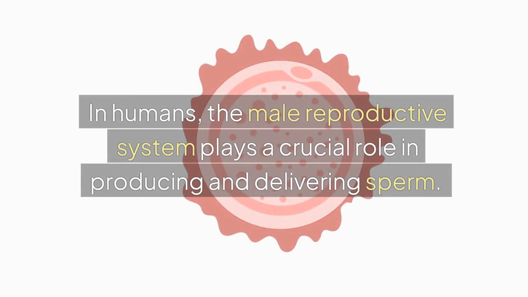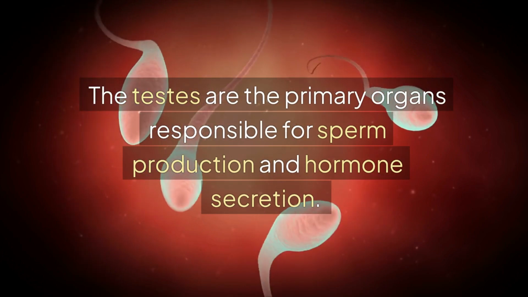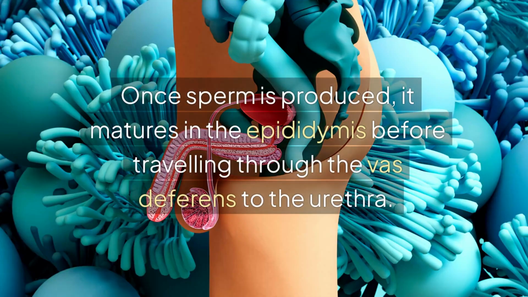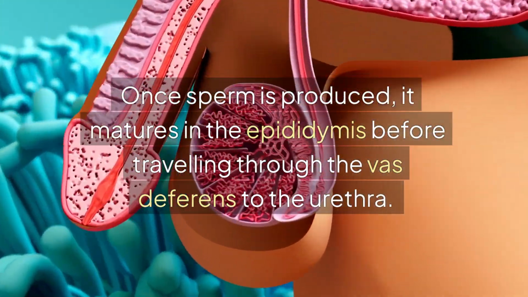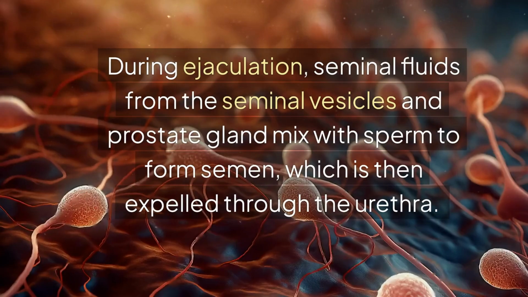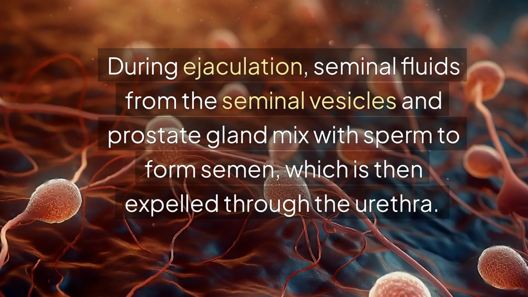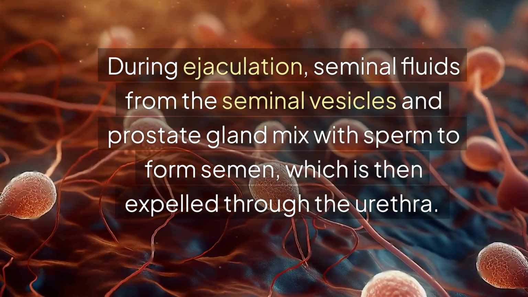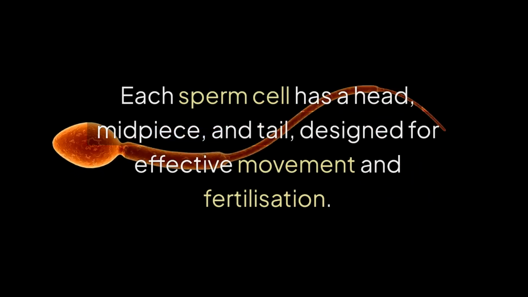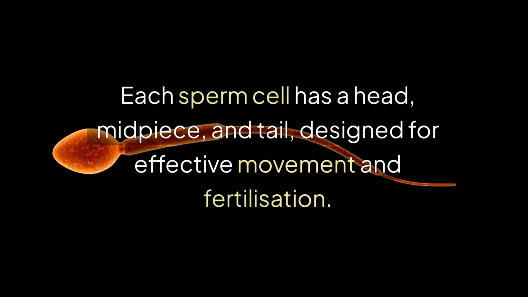In humans, the male reproductive system plays a crucial role in producing and delivering sperm. The testes are the primary organs responsible for sperm production and hormone secretion. Once sperm is produced, it matures in the epididymis before traveling through the vas deferens to the urethra. During ejaculation, seminal fluids from the seminal vesicles and prostate gland mix with sperm to form semen, which is then expelled through the urethra. Each sperm cell has a head, midpiece, and tail, designed for effective movement and fertilization.